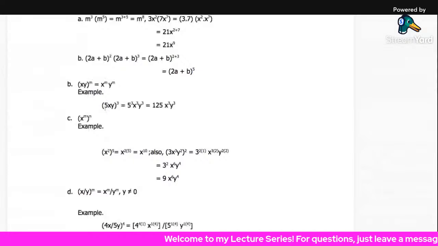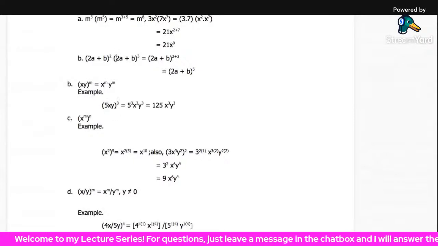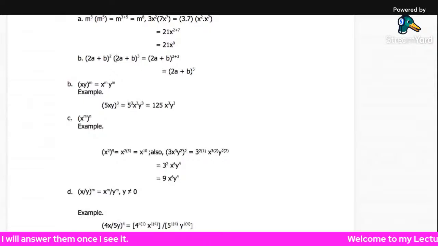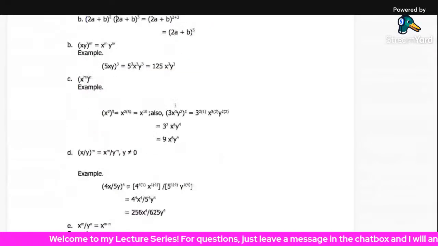So for example, we have the quantity 5xy cubed. Following law number 2, you have 5 cubed x cubed y cubed. So 5 cubed is 125, then you have x cubed y cubed. Okay, that's the second law.